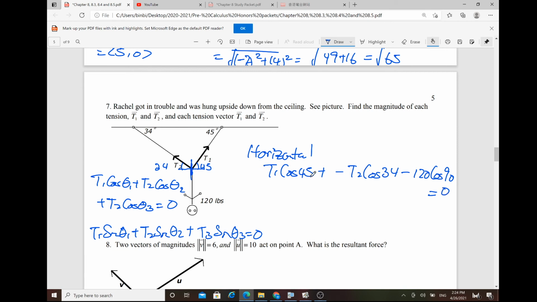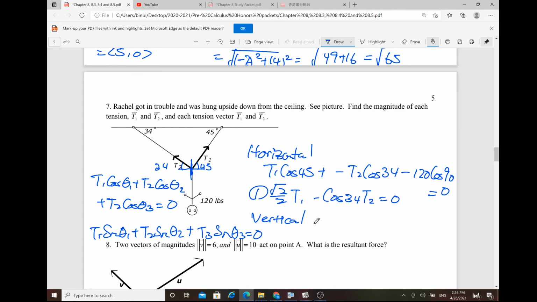So this one we can simplify a little bit: root 2 over 2 T1 minus, well, this one we don't know what that is, so probably use a calculator for this, cosine of 34 T2. Minus 120 cosine of 90, that's 0, so that's nothing, so it's all equal to 0. That's the first equation. And then what about the vertical component?